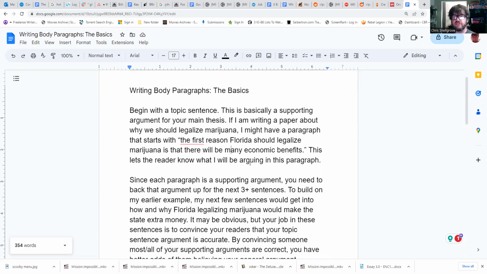All right, anyway, the first thing that you need in a body paragraph is the topic sentence. Topic sentence is literally the first sentence, ideally, and it tells us what the paragraph is going to be about. Please don't open it up like, this paragraph is going to be about that. That's terrible. But you begin with an opening argument that supports your main thesis. And so I put an example in here.